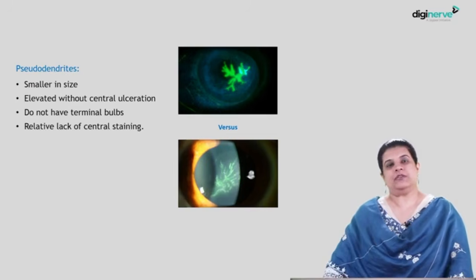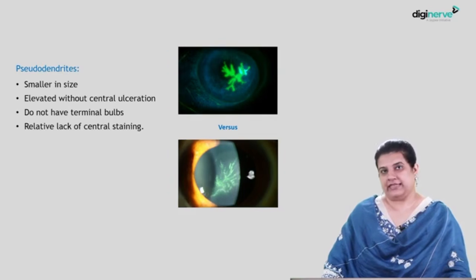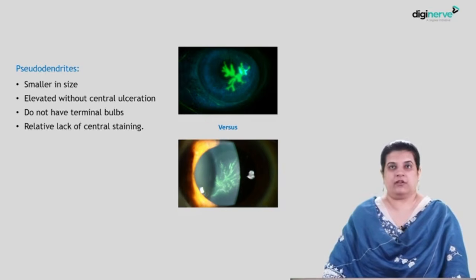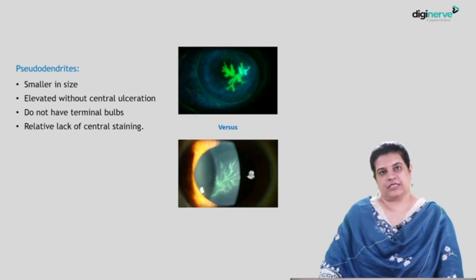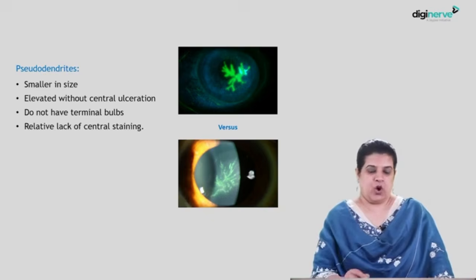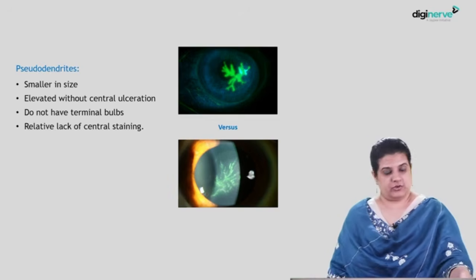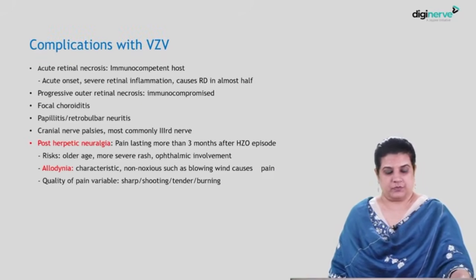So here in herpes zoster we see pseudodendrites. How they are different from the dendrites that we have seen in herpes simplex virus: these are smaller in size, they are elevated without central ulceration, they do not have terminal knobs, and they lack the central staining, which is a characteristic feature of herpes simplex virus dendrites. So on top we have a dendrite because of the herpes simplex virus, and at the bottom we have the flatter sort of dendrites without terminal bulbs, which are there because of the herpes zoster infection.